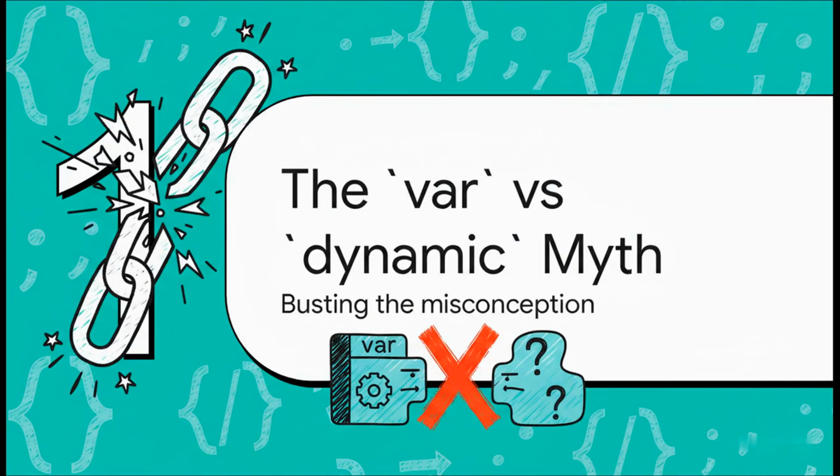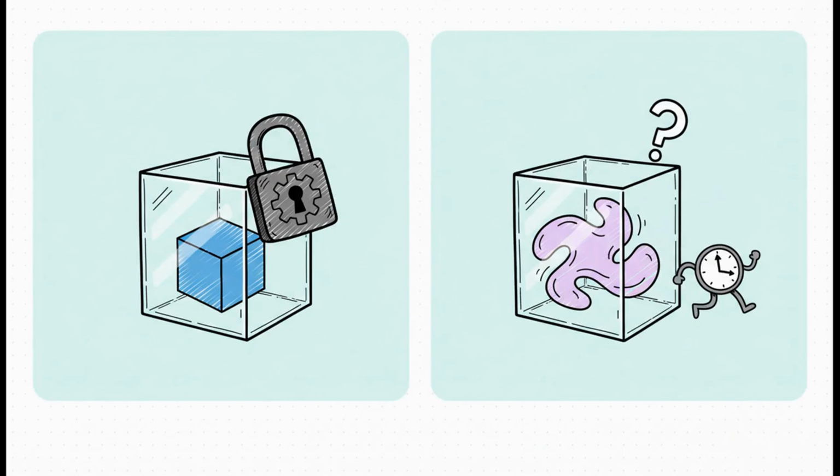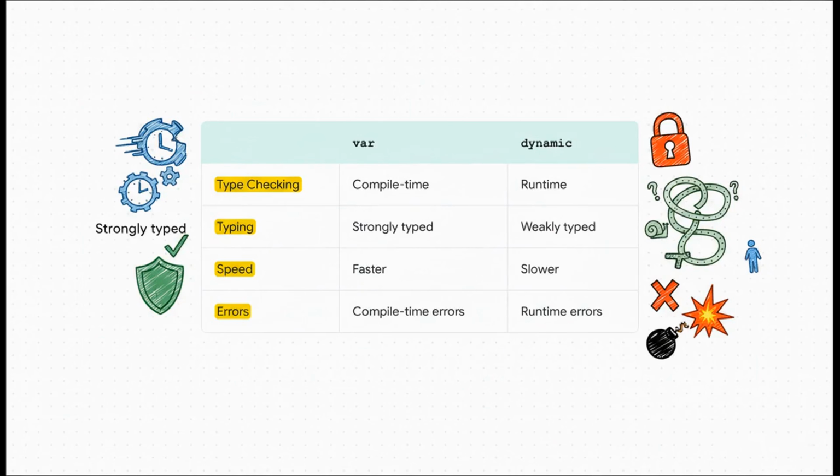Okay, so that brings us right to the main event, busting this big myth. We're going to put var and dynamic in the ring, head to head, and you'll see just how wildly different they are. Here's the absolute core difference. With var, the type gets locked in when you compile. The compiler knows exactly what it's dealing with. But with dynamic, oh, that's a whole other story. The type is a total mystery until your program is actually running. The code has to figure it out on the fly. And that changes everything.